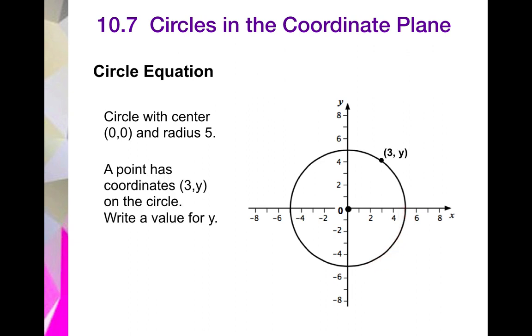A point has coordinates 3 in the x direction. So we can see that it's over 3. And then what is the value going up to y? Well, if I was to draw this out, I would draw a line from here to here, and then from here straight up to here. And if I drew the radius out to there, I would come up with a right triangle. This right triangle has a side of 3 on this side, and it has a hypotenuse of 5.